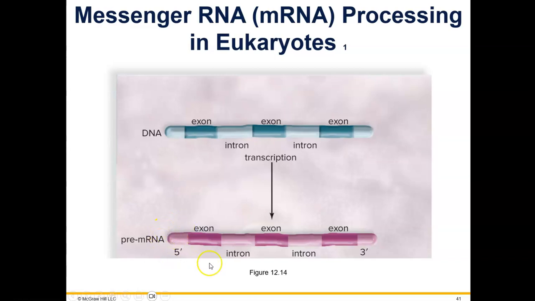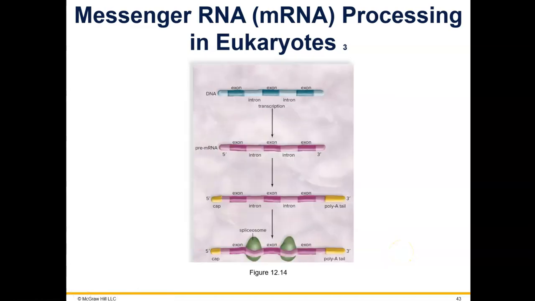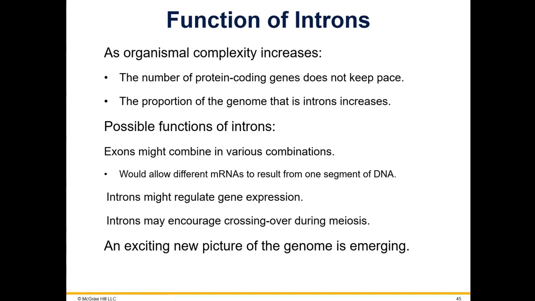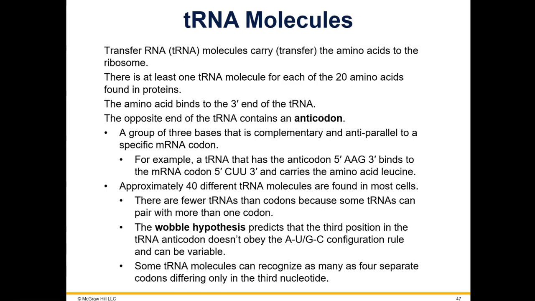Then you have the addition of the 5' cap, which is a modified guanine, the addition of the 3' poly A tail, and then the removal of the introns, and the only thing left is the exons. The spliceosomes will splice them together. And then you have your final messenger RNA, which is going to be shorter than the original DNA piece or gene.